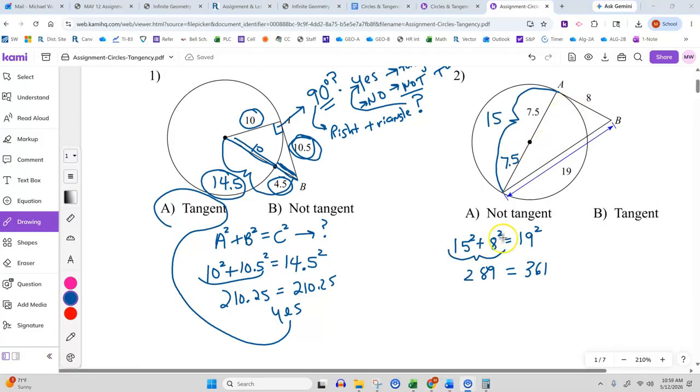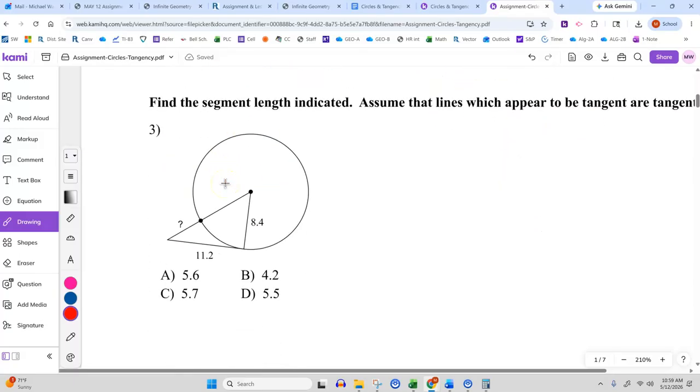Okay, so this is what I got. I got 15 squared for this side. Remember, 7.5 is from here to here, so we have another 7.5 from here to here. So this side is actually 15. It's the whole diameter. So that's why I put 15 here. This side is the 8, and this is the 19, the hypotenuse. So when I did it, I got 289 over here, but on this side I got 361. So that means these are not equal, so this is not tangent. Okay, so that's how you do questions 1 and 2.